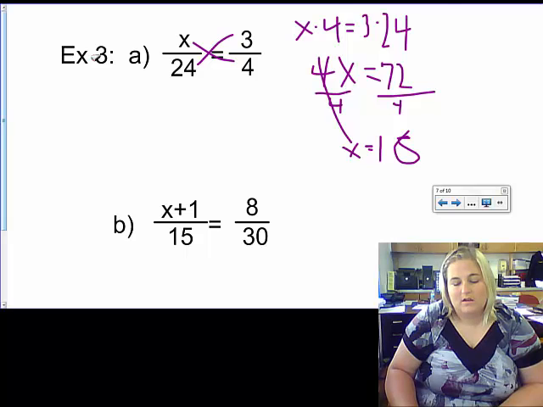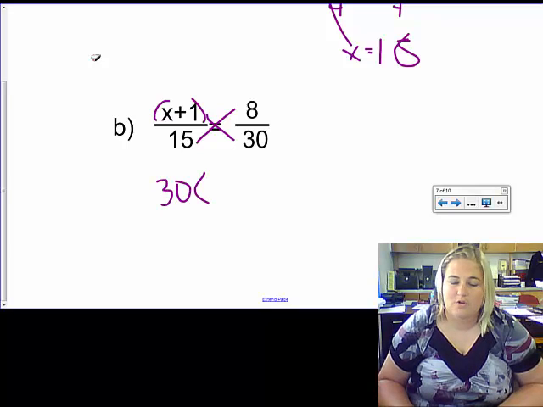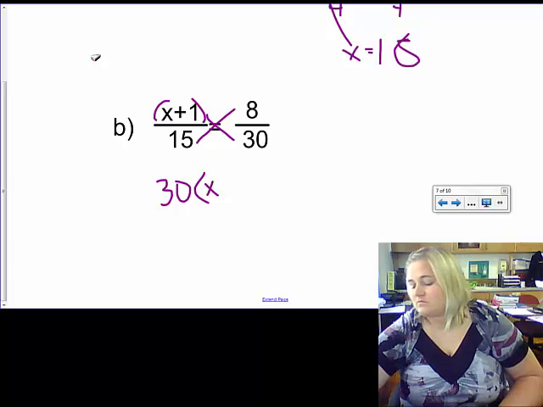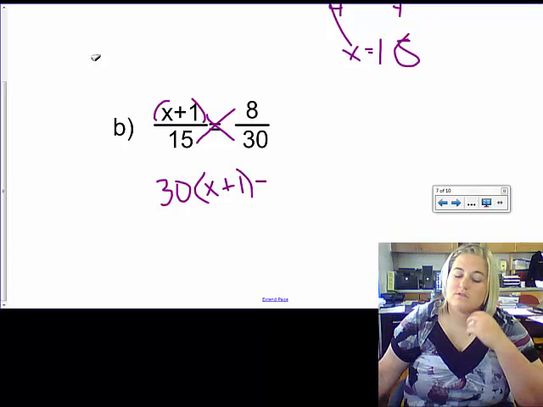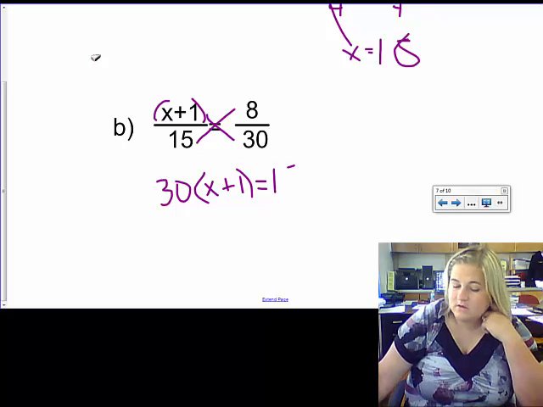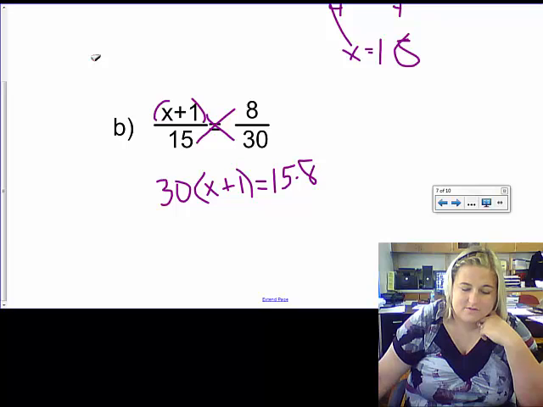Okay, on B, it's the same thing. We're taking the cross product, but we have to take this whole quantity for A. So when I show my multiplication, it's going to be 30 times that quantity of X plus 1. And that has to be equal to 15 times 8. At this point, I want you to pause and try and simplify this on your own paper.